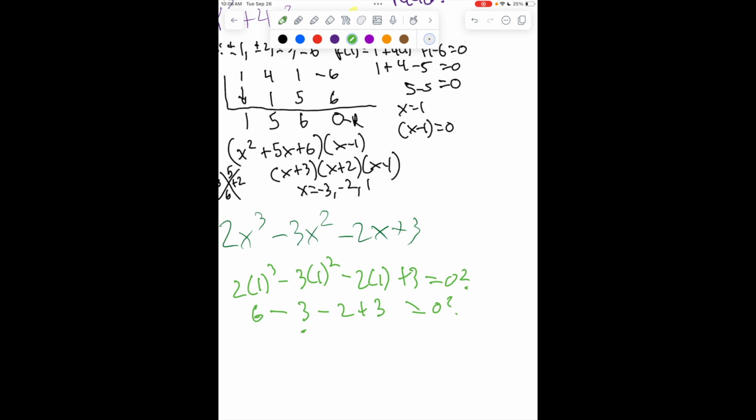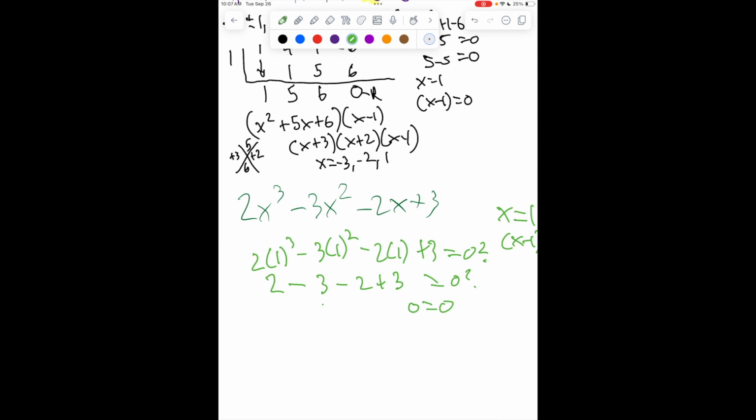6 minus 3 is 3 minus 2 plus 3. Oh, right here, I knew I made a mistake. 2 times 1 is 2. There we go. So yes, it is going to cancel out. 2 minus 3 minus 2 plus 3, 0 equals 0. So we know that x equals 1, which means the factor is x minus 1.